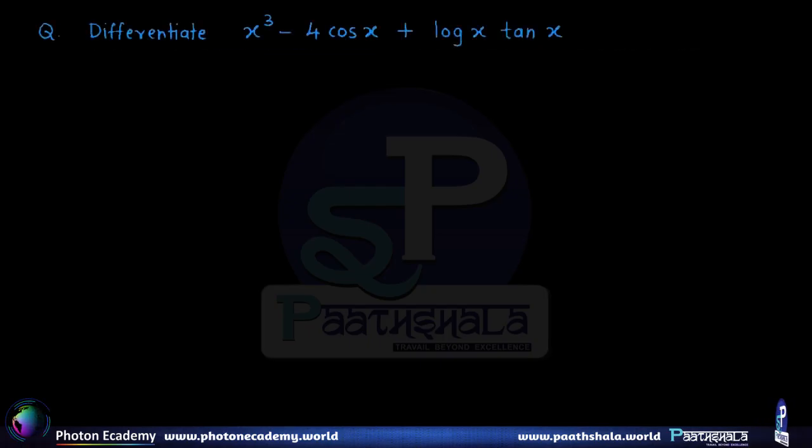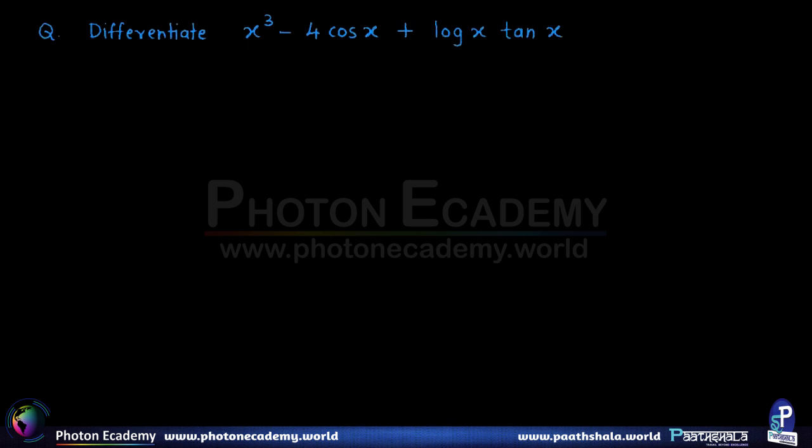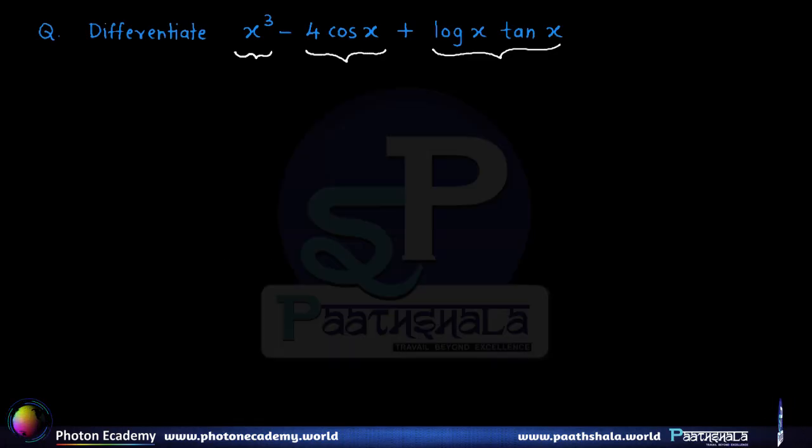Now here we have to find the derivative of x cube minus 4 cos x plus log x into tan x. So to differentiate means to find the derivative. Now here we see that on a high level we have some function minus another function plus some other function. So the derivative of this entire function will be nothing but derivative of first minus derivative of second plus derivative of the third function using the algebra of derivatives.